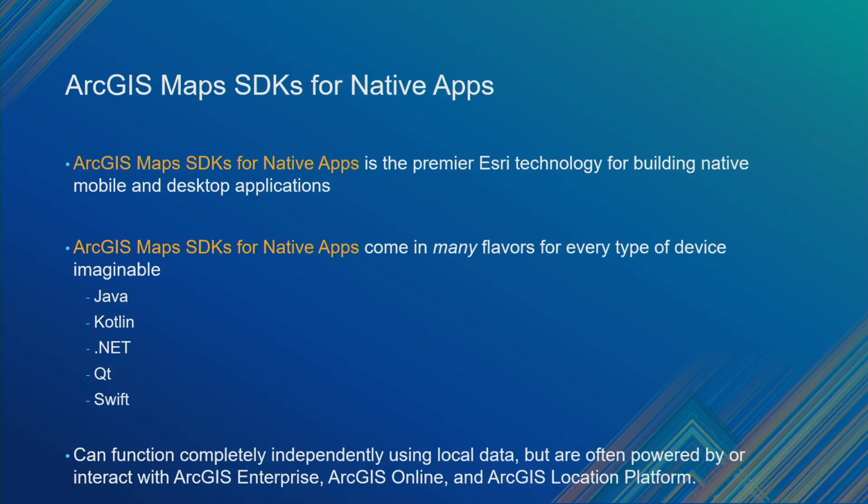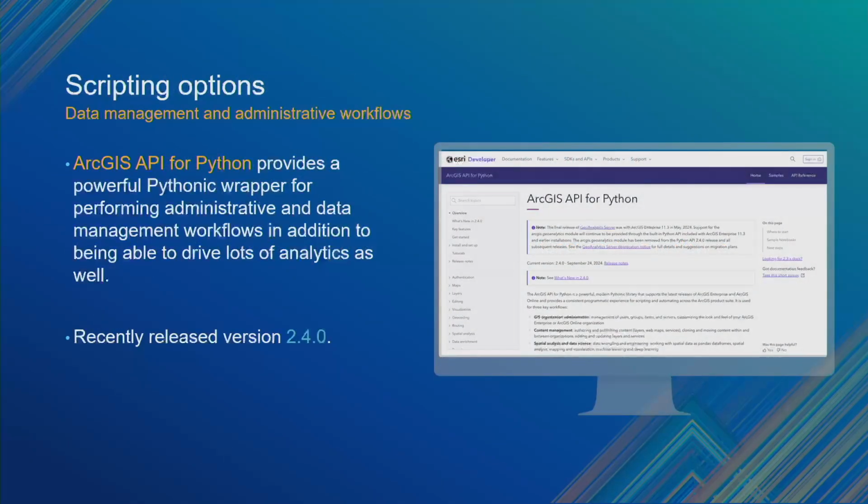Now, beyond those client SDKs, we also have additional scripting options and automation options for you. And the ArcGIS API for Python is one great way to do that. This provides you with a powerful modern Pythonic library that supports the latest releases of ArcGIS Enterprise and provides you with a consistent programmatic experience for scripting and automating across the entire ArcGIS product suite. And we really see it being used for three key workflows.